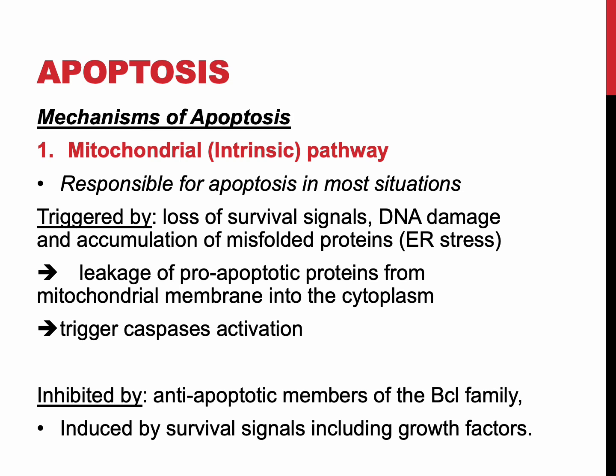This also can be inhibited, so you have a counterbalance mechanism from anti-apoptotic members of the BCL family. These also can be activated if you have an induction of survival signal, if you have a lot of growth factor promoting the cell to survive. This anti-apoptotic protein can also be triggered, preventing apoptosis of a cell.